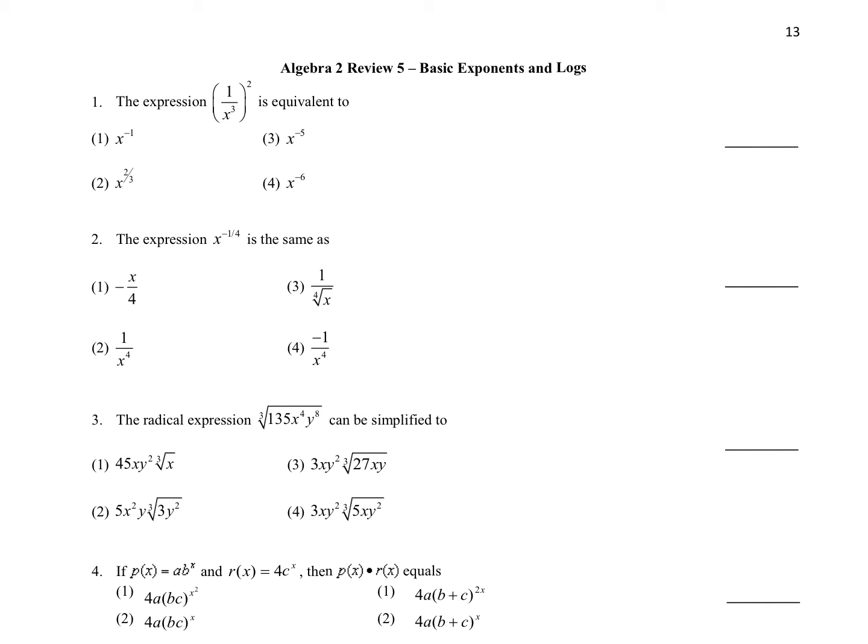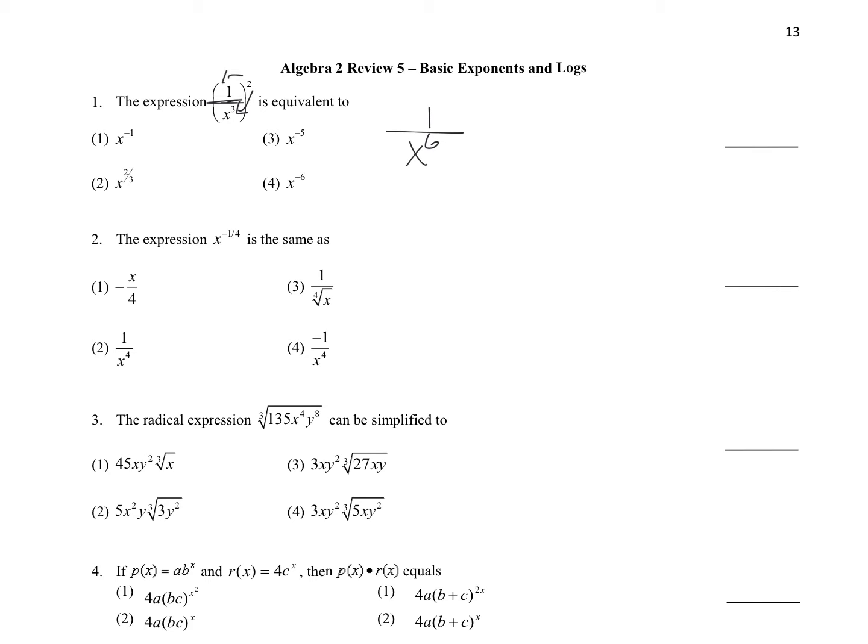So this is on basic exponents and logs, so we'll see a lot of exponent rules here. There's a couple different ways I can deal with the first one. I'm just going to distribute the squared though, because we can distribute exponents over division, which is what a fraction is. So 1 squared is 1, and x to the third squared, we multiply exponents with power to a power, so that's x to the sixth.